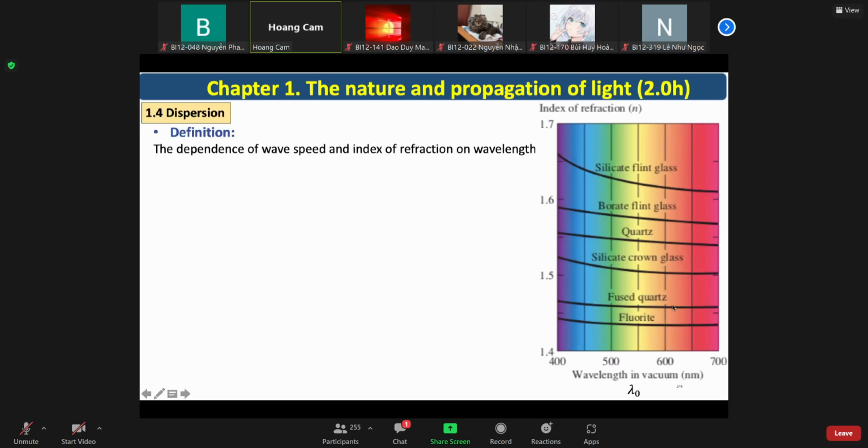The black solid curves here are the index of refraction versus the wavelength for different materials. So we have fluoride, fused quartz, silicate crown glass, quartz, borate flint glass, and silicate flint glass. So we have different substances here, and this curve is different from this curve. Everything is different. So it is typical for each material that the refractive index will depend on the wavelength. So how does it depend?